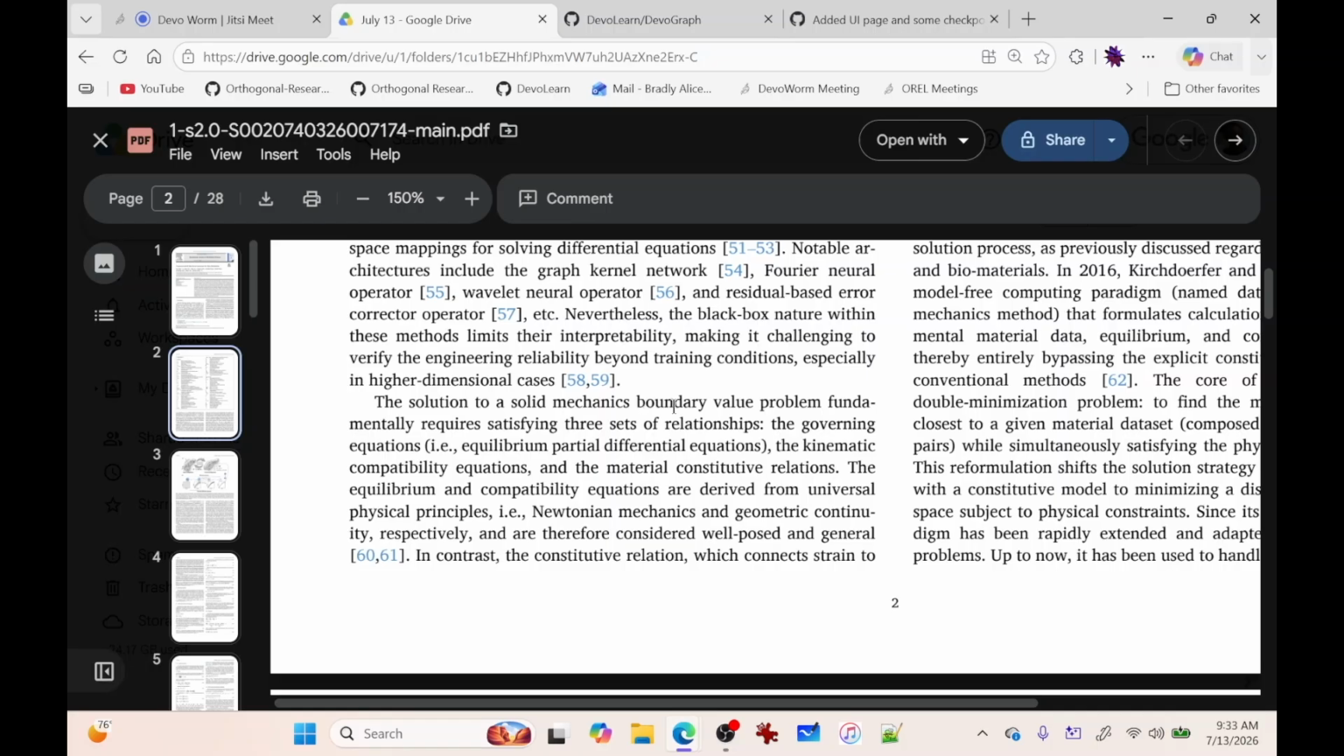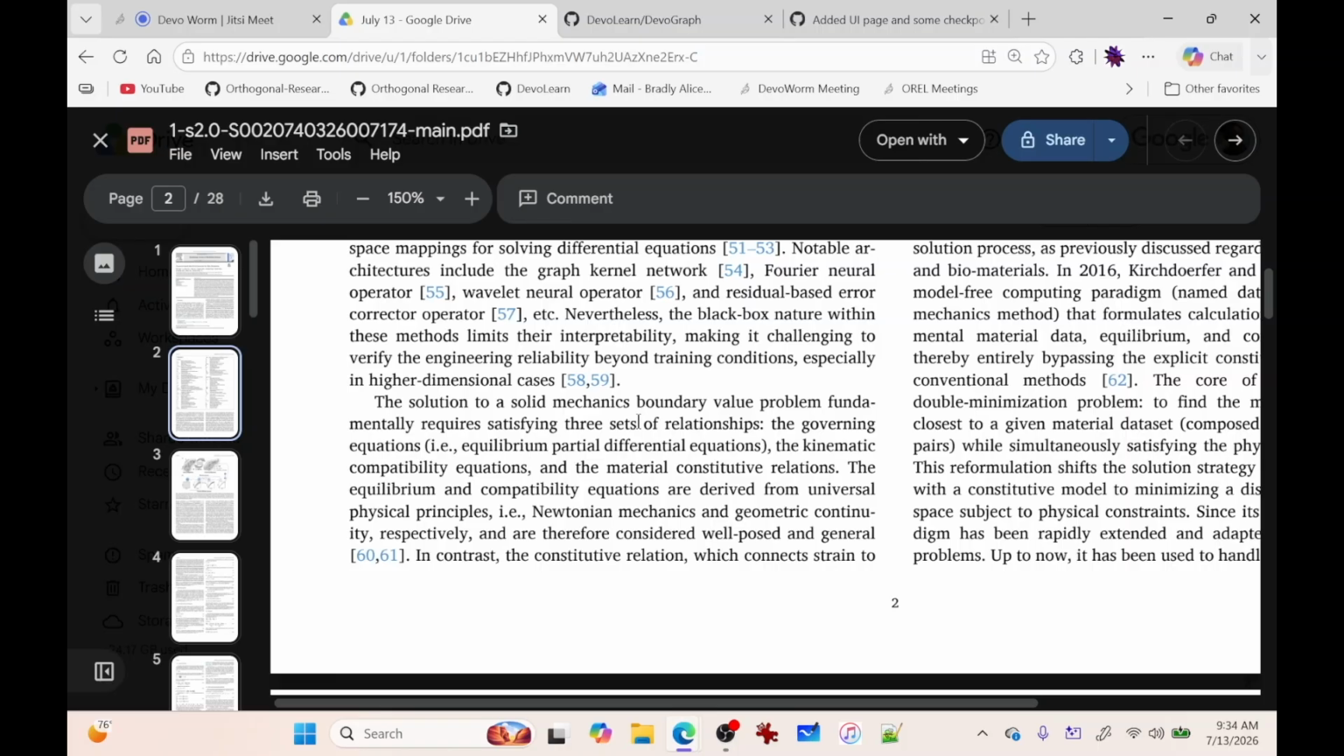The solution to a solid mechanics boundary value problem fundamentally requires satisfying three sets of relationships. So the first are the governing equations. An example of that would be equilibrium partial differential equations, the kinematic compatibility equations, and the material constitutive relations. So the governing equations govern the dynamics, the kinematic compatibility equations give you the kinematics, and then the material constitutive relations give you information about the material components of the system.